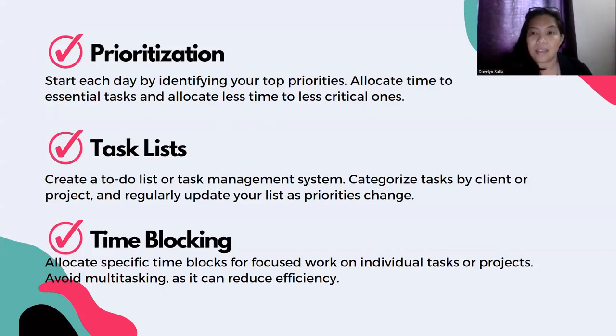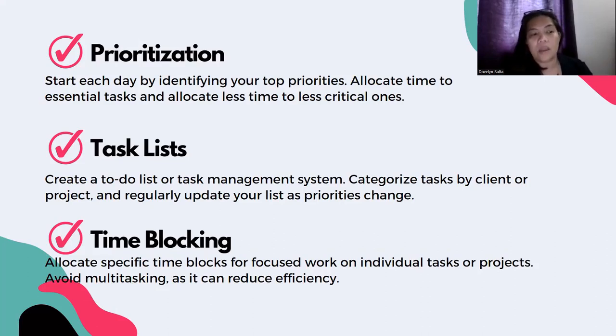Next is task list, or you have to list your tasks. Create a to-do list or task management system. Categorize tasks by client or project, and regularly update your list as priorities change. So keep a list. I always recommend to write everything down, especially your tasks. You can just check off. It could be as simple as a notepad in your computer, or it could be a handwritten note in your notebook. So you just have to list all your tasks.